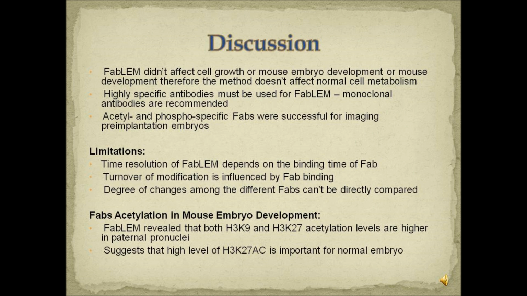In this experiment, Fablem didn't affect regular cell growth or embryo development, so this method doesn't disturb normal cell metabolism. This is because the monovalent Fabs only bind their targets transiently. Highly specific antibodies must be used for Fablem since there is no blocking reagent that could suppress non-specific binding, unlike immunostaining for fixed cells.